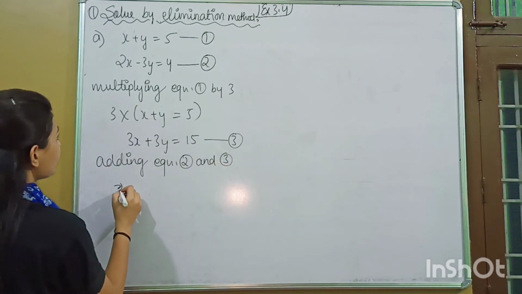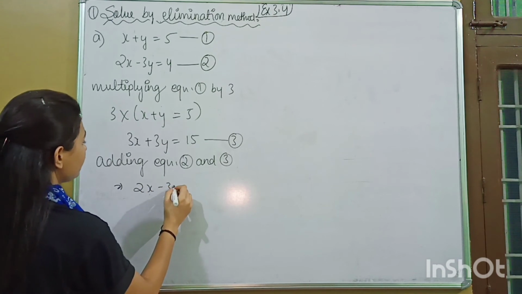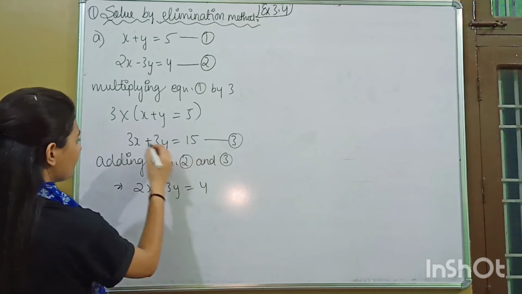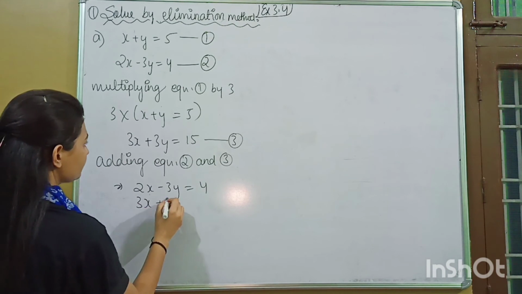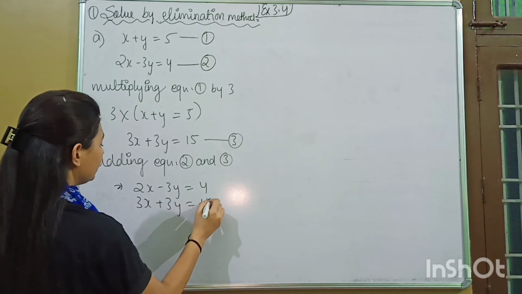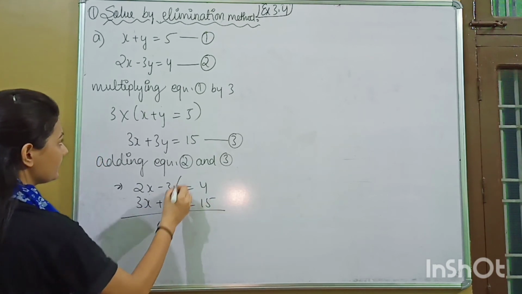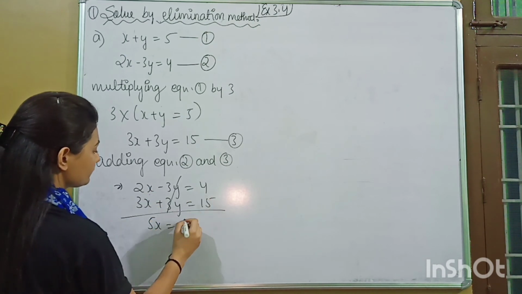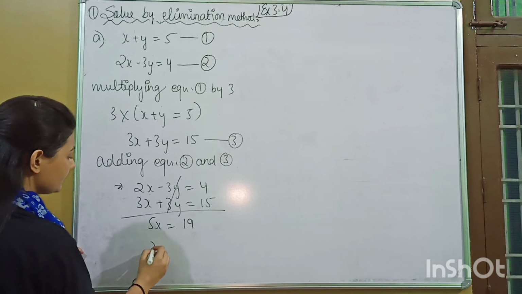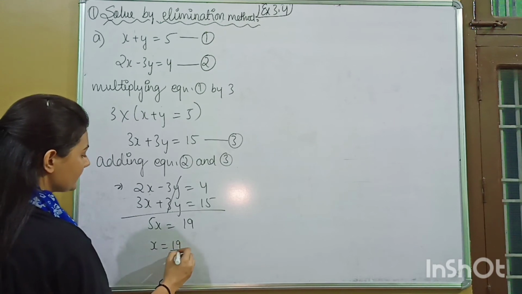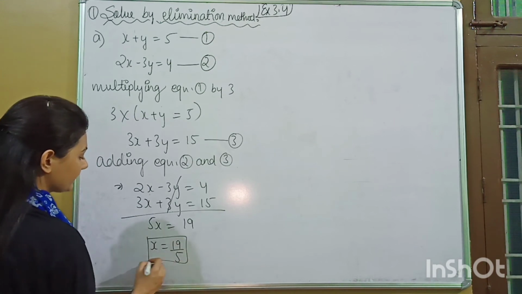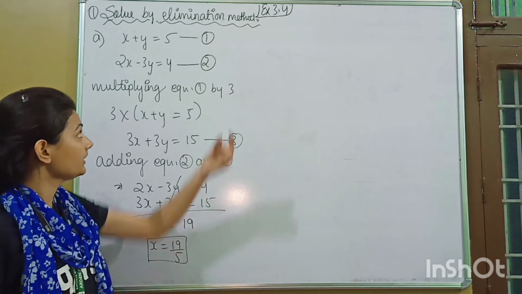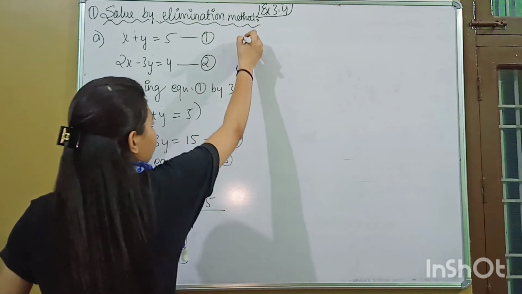So equation 2 is 2x minus 3y equals 4, and equation 3 is 3x plus 3y equals 15. So this 3y and 3y will be cancelled. 3 plus 2 is 5x equals 15 plus 4, which is 19. So the value of x will be 19 by 5. Now we will put this value in either equation 1 or 2.